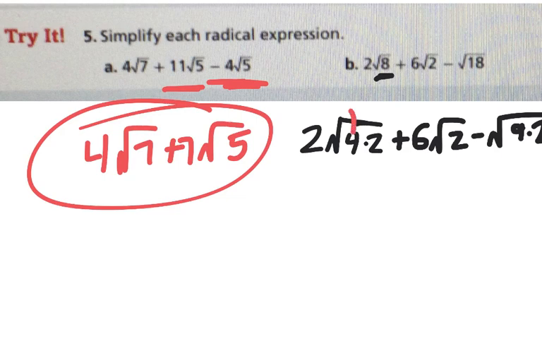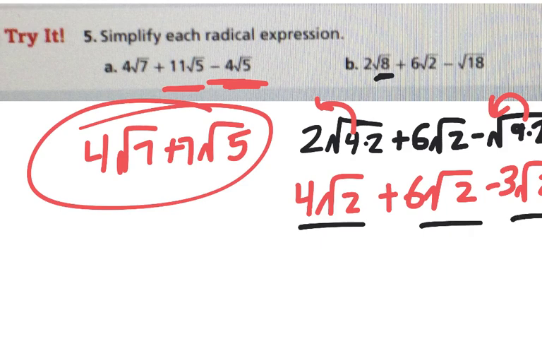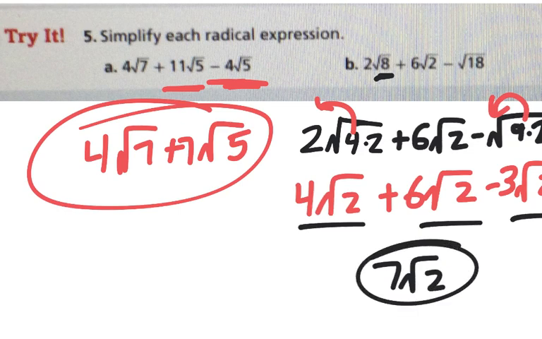So now we said the square root of 4 is 2, right? So 2 times 2 is going to give me 4 radical 2 there. We said 6 radical 2 would not simplify. And if I pull the 9 out front here, it becomes a 3. So now I have 4 radical 2 plus 6 radical 2 minus 3 radical 2. Now they are all like terms. They all have a radical 2. So 4 plus 6 is 10. 10 minus 3 is 7. So 7 radical 2 is my final answer there.